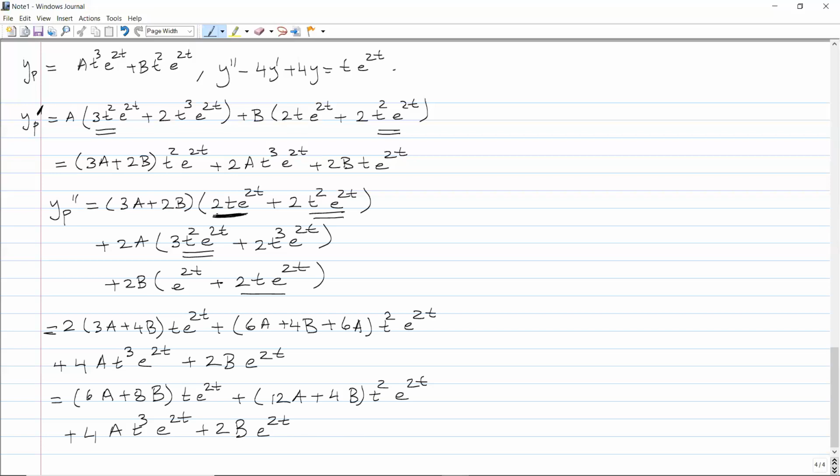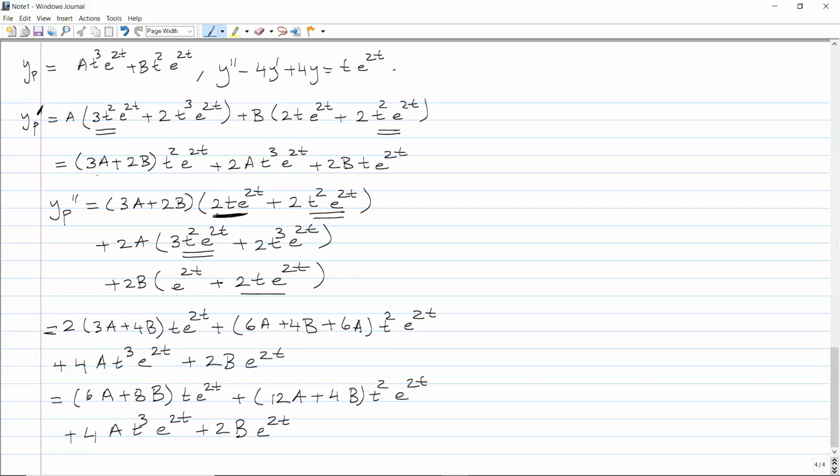So let me check. Okay, the first derivative is 2a t cubed e to the 2t.